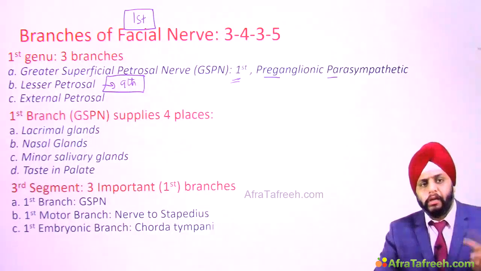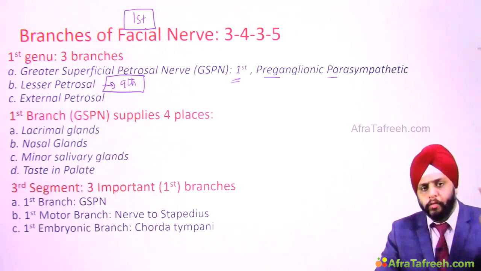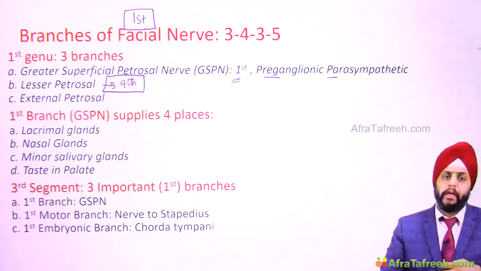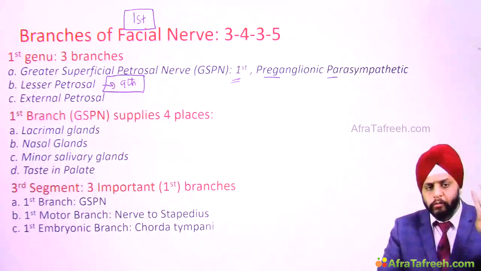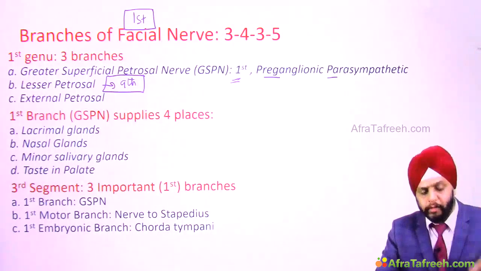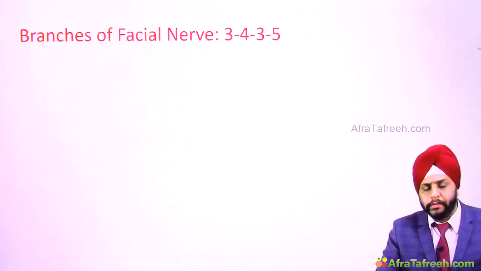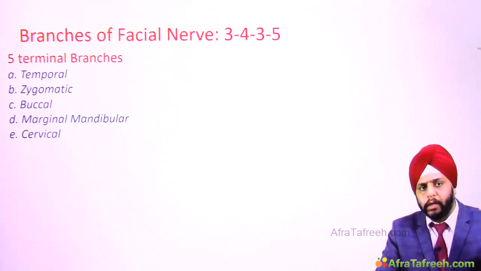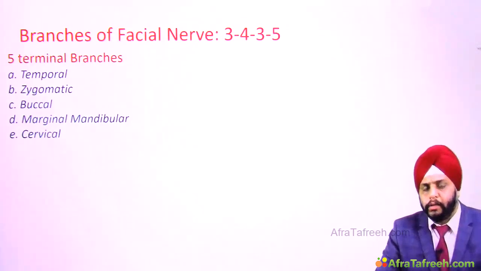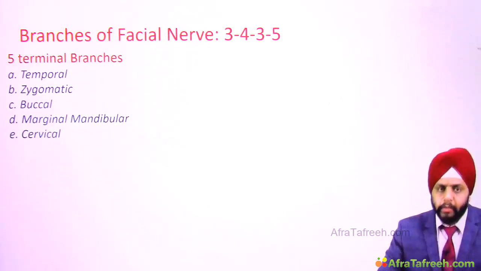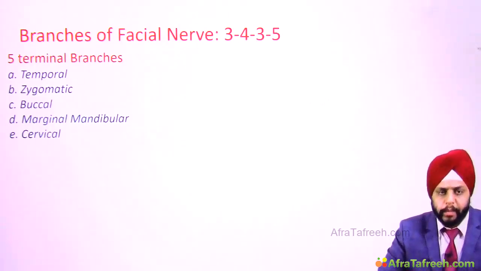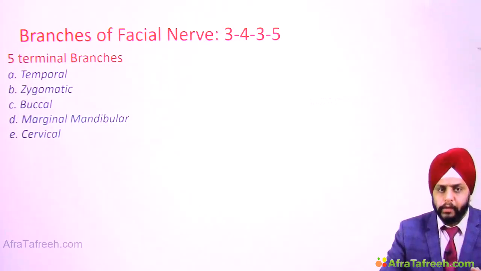So 3, 4, 3. And now we have to end the choreography, so we end it with the extra beat: 3, 4, 3, 5. 5 terminal branches. What are those 5 terminal branches? Temporal, zygomatic, buccal, marginal mandibular, and cervical. If you remember 3, 4, 3 and 3, 4, 3, 5, you can remember the anatomy of the entire facial nerve and its branches.